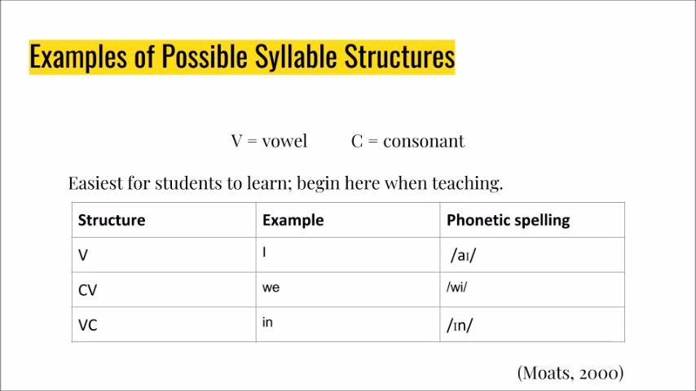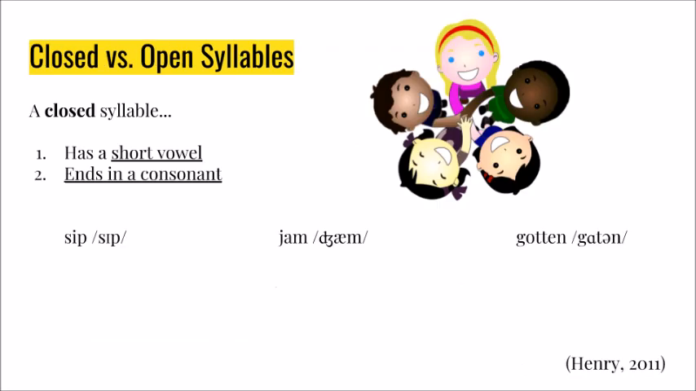The first structure is just simply a vowel. An example is I. The next structure is a consonant followed by a vowel. An example of that is we. The last example here is a vowel followed by a consonant, which would be in.